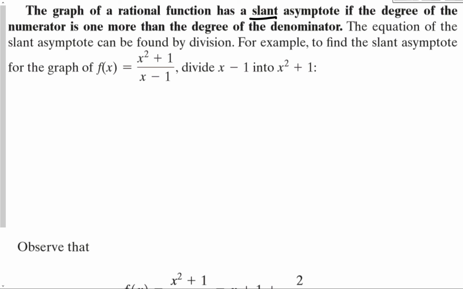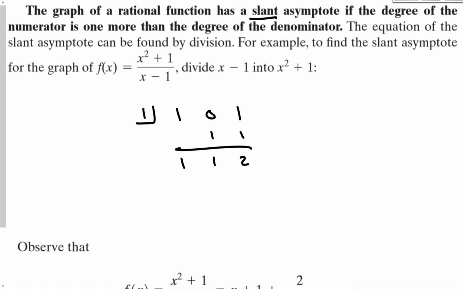So these linear asymptotes are called slant asymptotes, if the degree of the numerator is 1 more than the degree of the denominator. The equation of the slant asymptote can be found by division. So divide x minus 1 into x squared plus 1. And hopefully you remember that I can do this because it's a linear factor. I can do this with synthetic division. Don't forget to put the 0 for the missing term, right? x squared, x, 1. Bring down the 1, multiply, add, multiply, add.